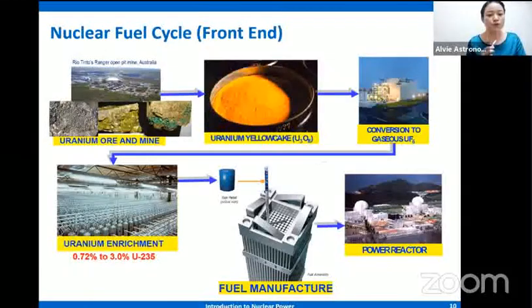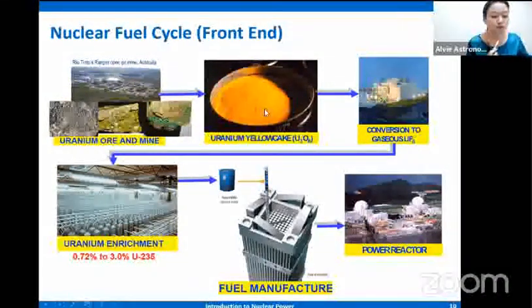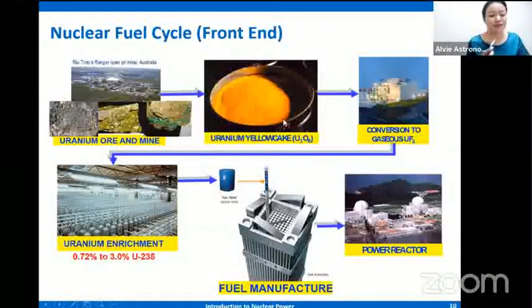It has to go through what we call the front end of the nuclear fuel cycle. So from the mine, uranium ore is obtained, and then it is milled o tinatanggal yung mga non-uranium, mga other materials. It is transformed into uranium yellow cake. So it's called yellow cake, as you can see, because of its appearance.